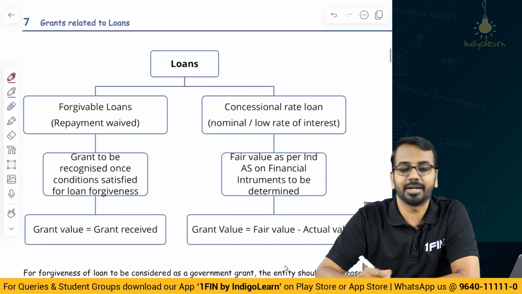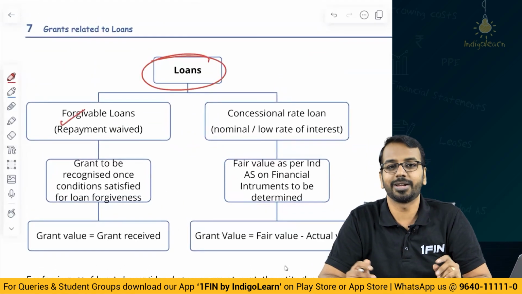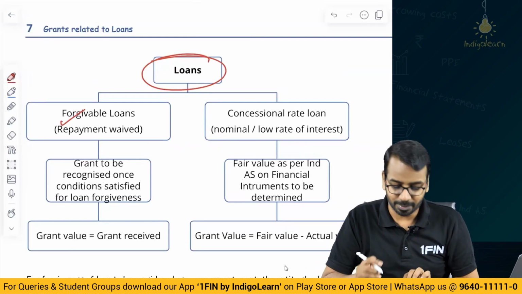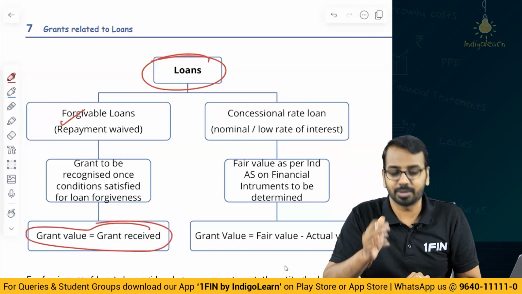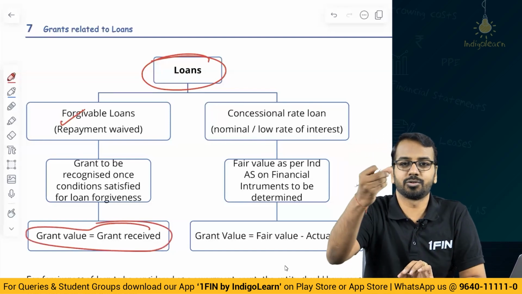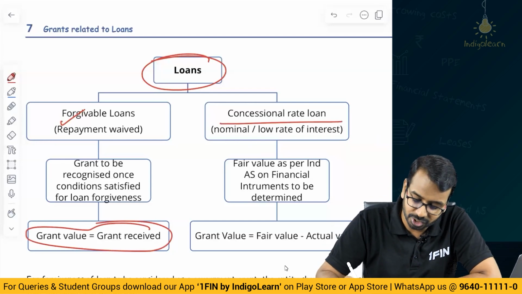Then if there are grants related to loans, there can be two types of grant related to loans. One is forgivable loans. Forgivable loans means the government will say you don't repay the loan. That means whatever is the grant received, that itself becomes the grant value. For example, government gave me 10 lakhs of loan. Government said 5 lakhs you don't need to repay. So that 5 lakhs becomes my grant. Or if there is a concessional rate of loan.